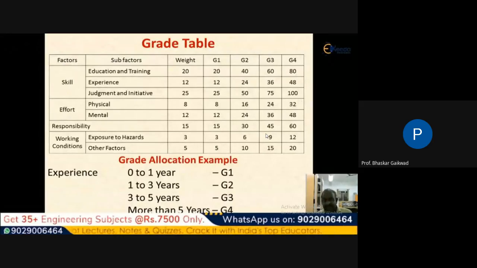Similarly, I can subdivide these grades also. For education and training, I can say he has done his diploma, his bachelor degree, master degree, or whatever. Based on this, I am going to give the grades. So this is how the point method is going to work.